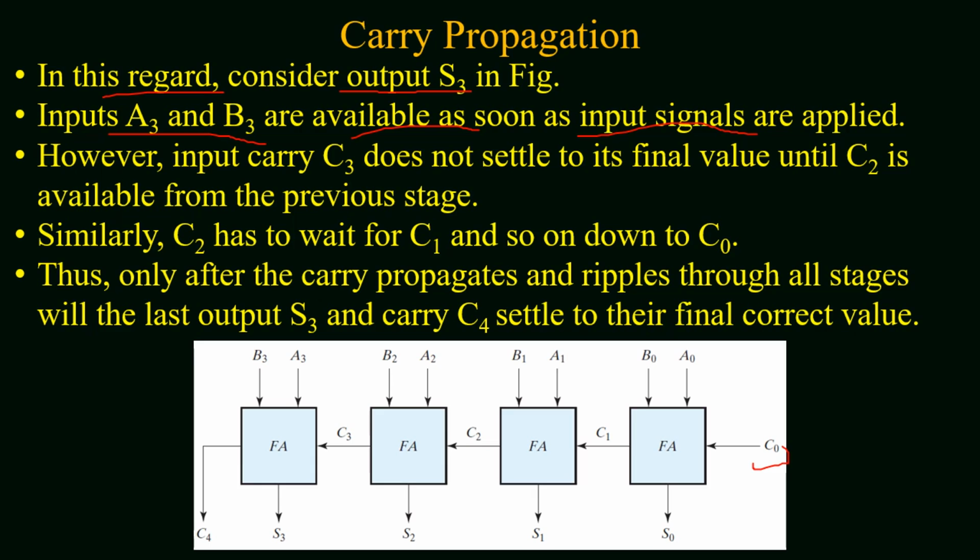Like if you consider output sum bit S3, the bits of A3 and B3 are available as soon as the input signals are applied. However, the input carry C3 doesn't settle to its final value until C2 is available from the previous stage. Similarly, C2 has to wait for C1 and so on down to C0. Thus, only after the carry propagates and ripples through all the stages will the last output S3 and carry C4 settle to their final and true values.